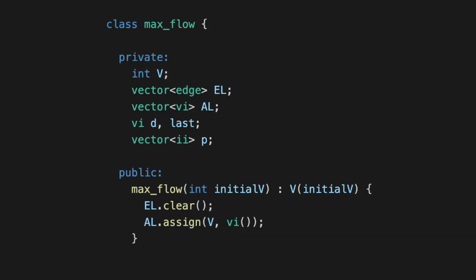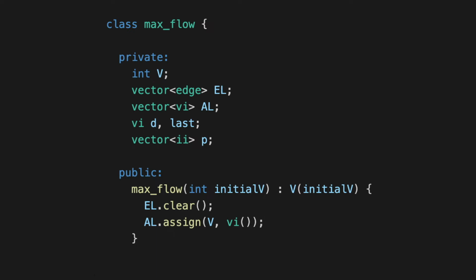To begin with, we have the MaxFlow class, which has the following private entities. V is just the number of vertices in the graph. EL and AL you might recognize as shorthands for edge list and adjacency list. The way we implement this here is probably slightly different from what you're already used to, so you may want to pay attention as we go along.